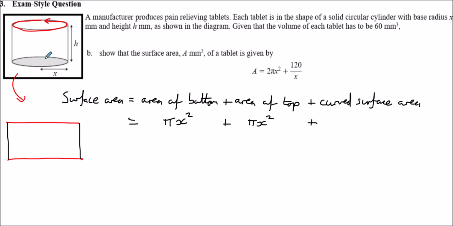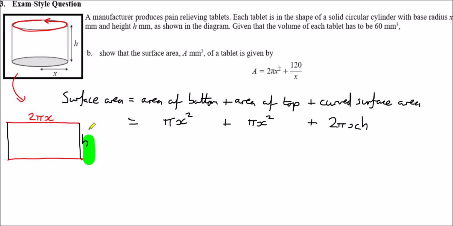So this would be the circumference, which in our case would be, circumference is pi times diameter, yes? So that's 2 times pi times radius. So that would be 2 times pi times x. And the height would still be h. And so the curved surface area is 2 pi x multiplied by h, which is going to just be 2 pi x h.